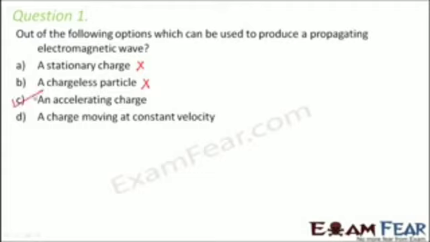How about the option D, a charge moving at constant velocity? So in this case, even though we have a charge, it is moving at constant velocity. That means acceleration is equal to 0. So in this case, even though we have an electric field and a magnetic field, they do not change with time. So therefore, option D is also not the right option.